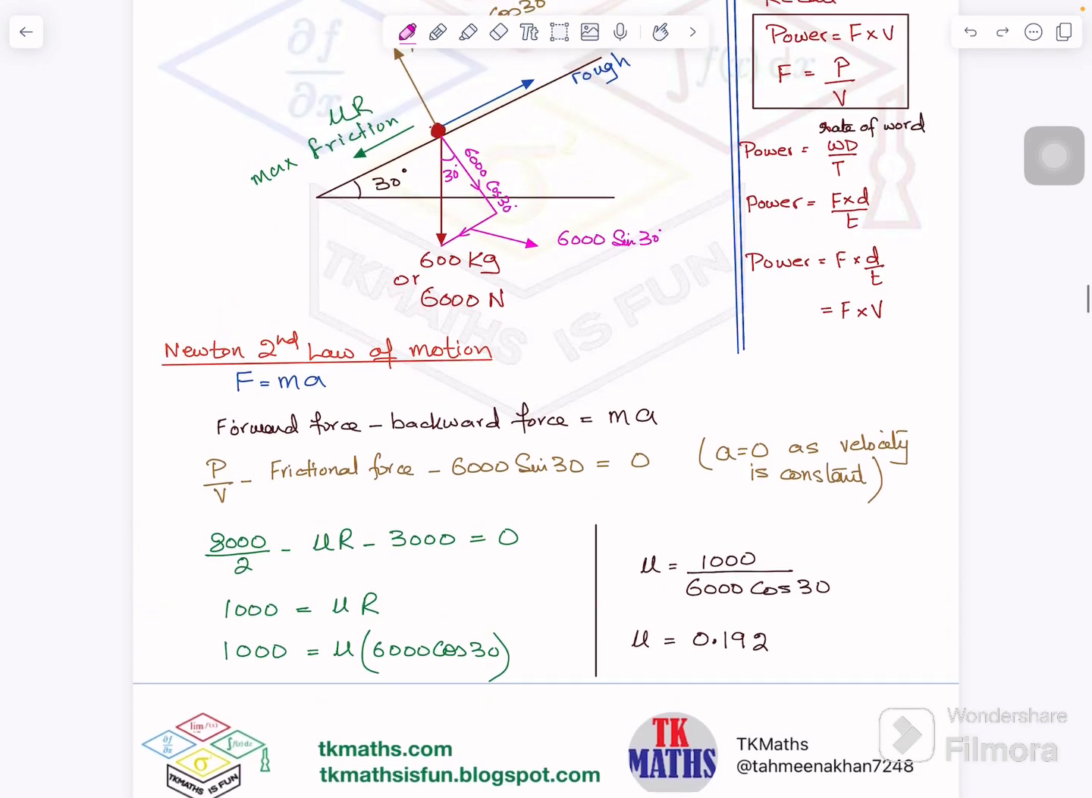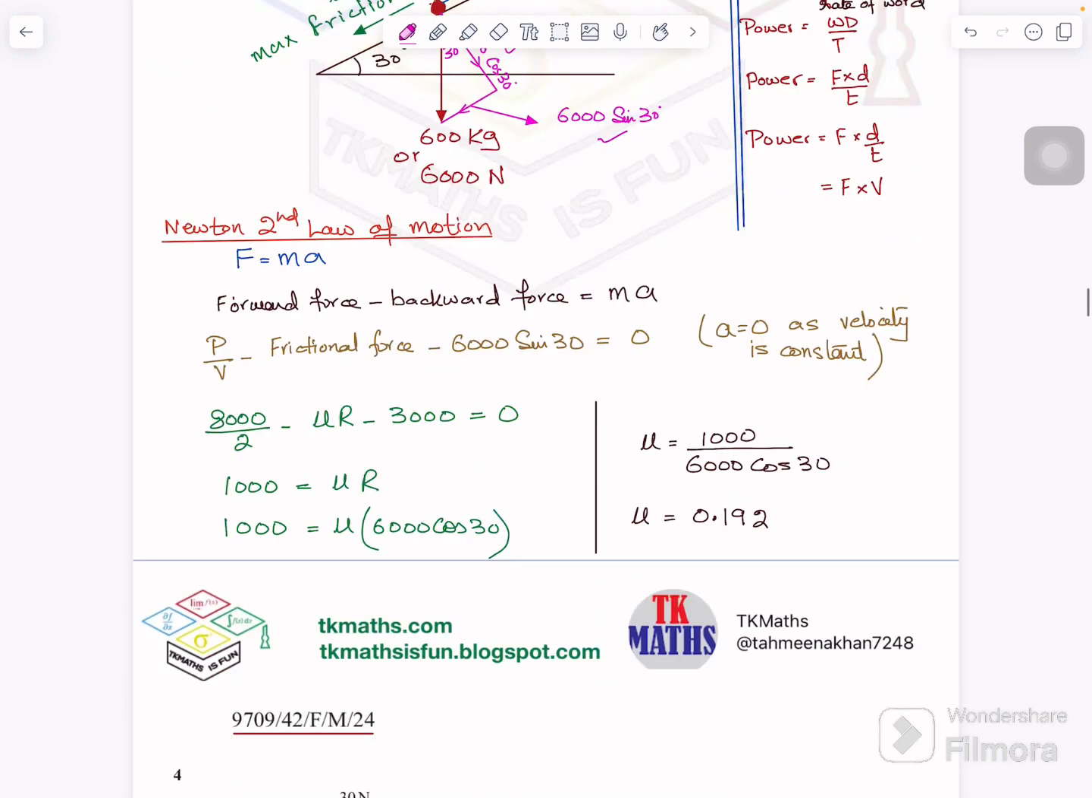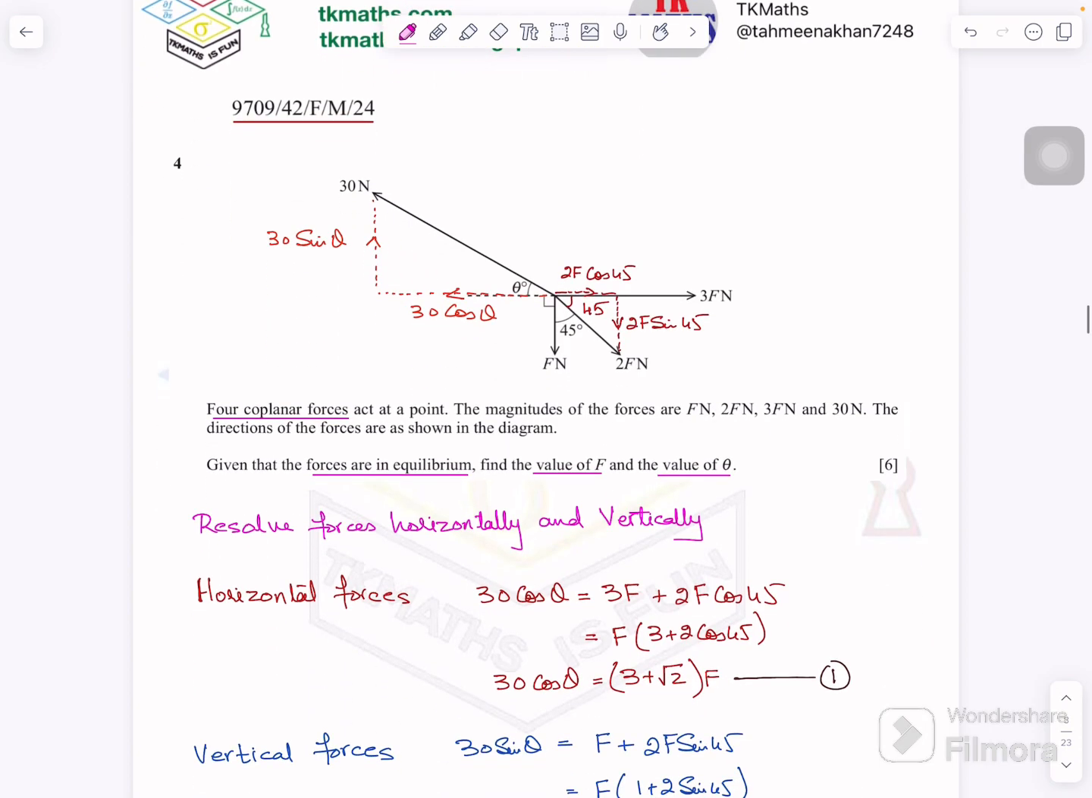And I hope you understand how we get 600 sin 30 and 600 cos 30. You know this thing. Otherwise, I think I have explained it in the next question. This was again considered an easy question.